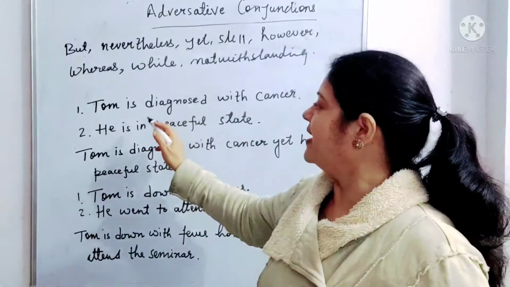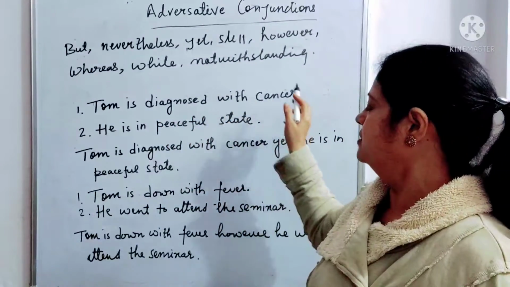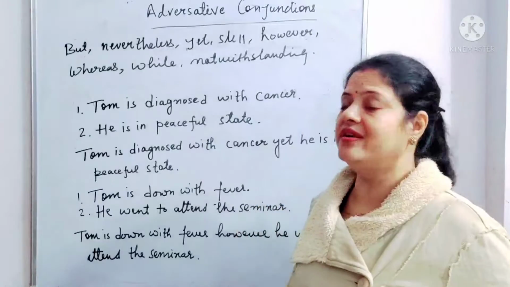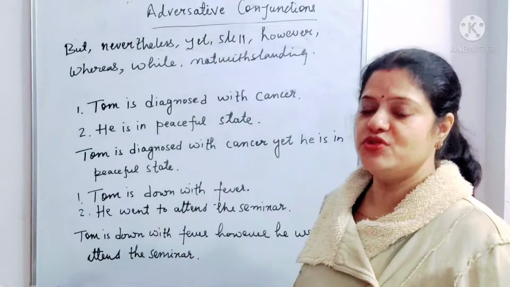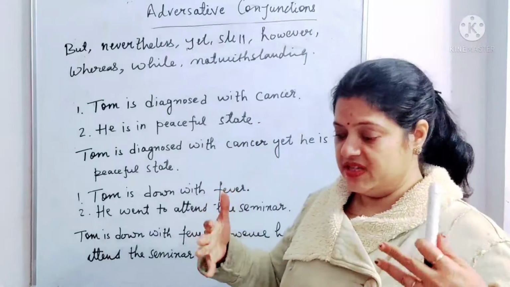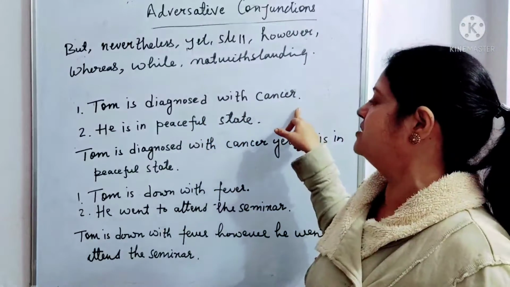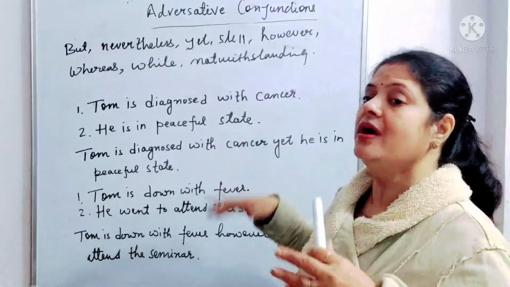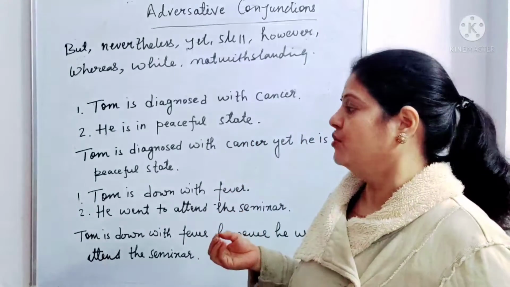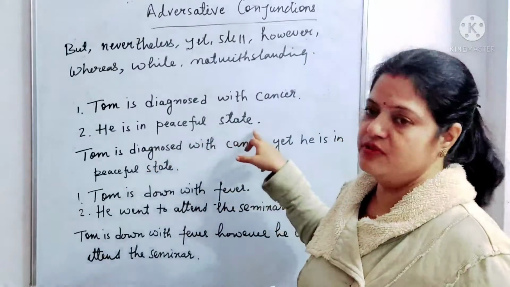Okay, so the first one. First sentence: Tom is diagnosed with cancer. Second sentence: he is in a peaceful state. These two sentences show contrast in their nature, because if somebody is diagnosed with cancer, which is a very fatal disease, everybody knows, his mind will not be in a peaceful state. But here we see the contrast in these two sentences: Tom is diagnosed with cancer, he is in a peaceful state. This is quite contrasting, opposite in nature. Because if somebody is diagnosed with cancer, we can expect that person would be disturbed or not in a peaceful mind. But here he is in a peaceful state.